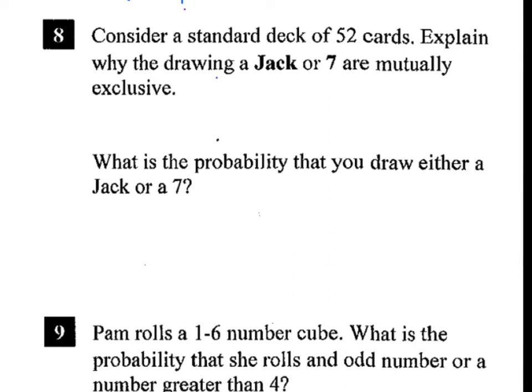Don't skip the first part of this question. Why are drawing a jack or a 7 mutually exclusive? Exclusive means there's no overlap. Excluded means they're separate. So drawing a jack and drawing a 7 are completely different events. You're never going to have a 7 of jacks or anything like that. So now we want to find the probability that we draw either a jack or a 7. So for this, we're going to figure out how many jacks there are in the deck. 4 out of 52.